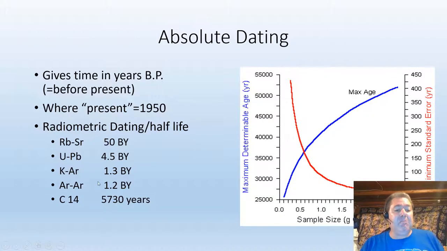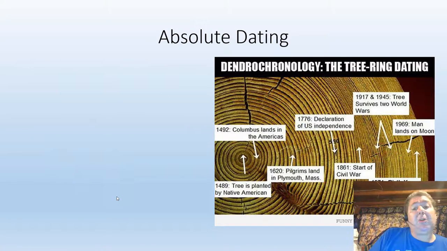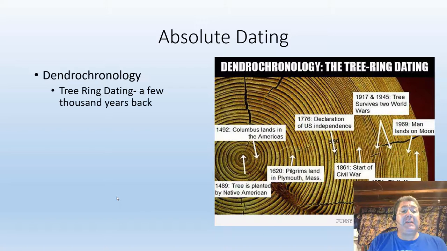As you can see, for many of these, that goes well beyond the formation of our Earth. For carbon-14, using an advanced technique called accelerator mass spectrometry, we can get back to about 100,000 years. There are some other forms of absolute dating that we can do.